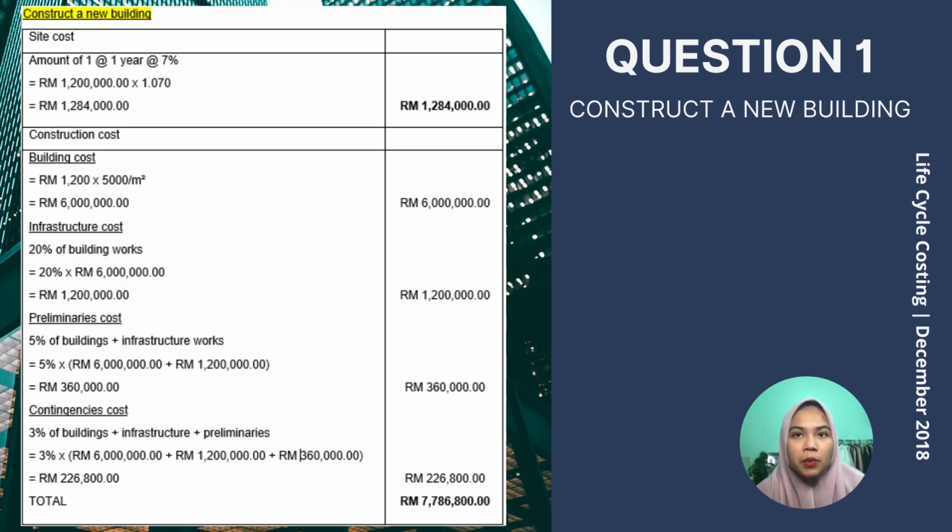Next, we go to the preliminary cost, which is 5% of the building added with infrastructure work to get the total cost. Lastly, for contingencies cost, it is stated as 3% of the building added with infrastructure and preliminaries to get the total cost. The total cost for all work is stated in the slides.